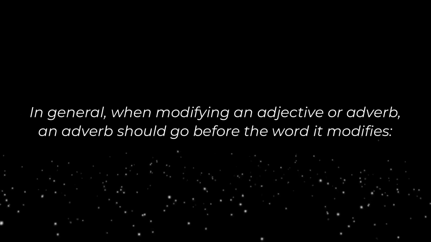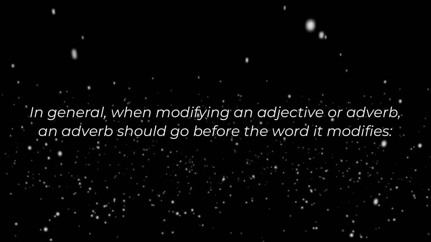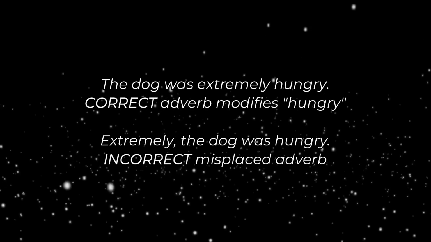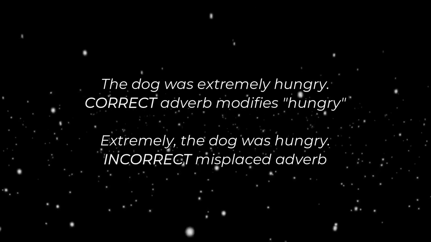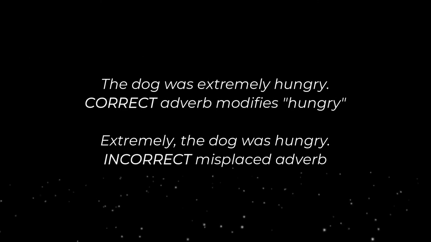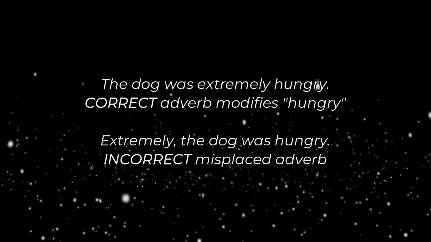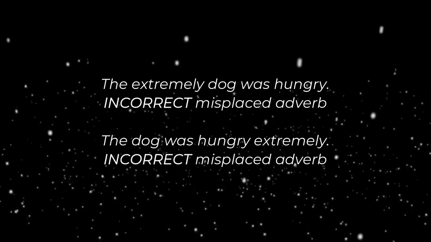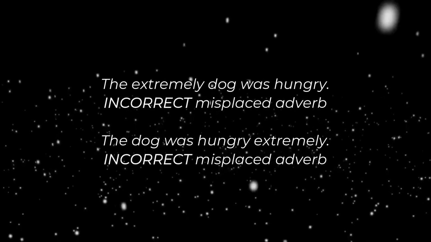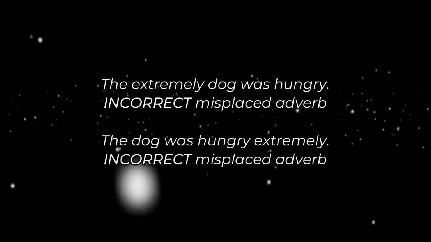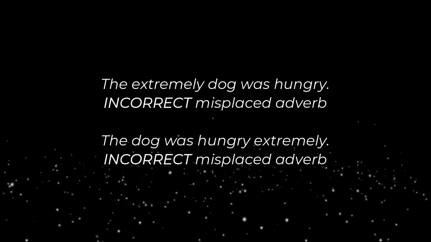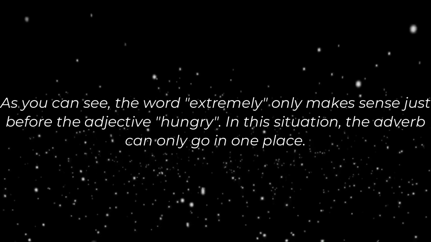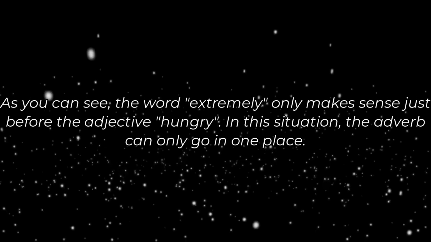In general, when modifying an adjective or adverb, an adverb should go before the word it modifies. The dog was extremely hungry is correct because the adverb modifies hungry. Extremely, the dog was hungry is incorrect because the adverb is misplaced. The extremely dog was hungry is also incorrect because the adverb is misplaced. The dog was hungry extremely is also incorrect because the adverb is misplaced. As you can see, the word extremely only makes sense just before the adjective hungry. In this situation, the adverb can only go in one place.